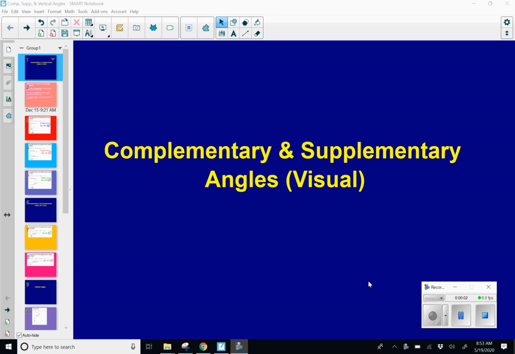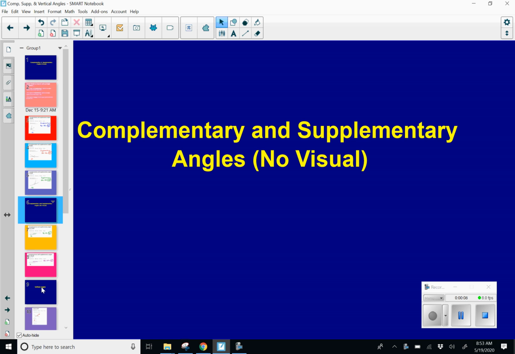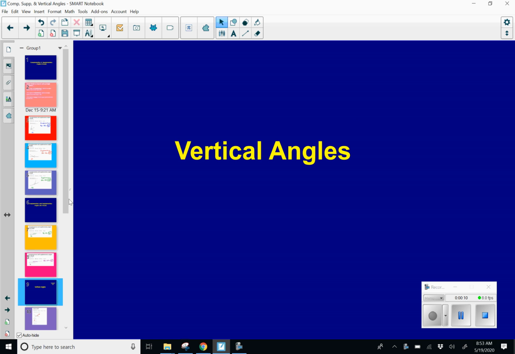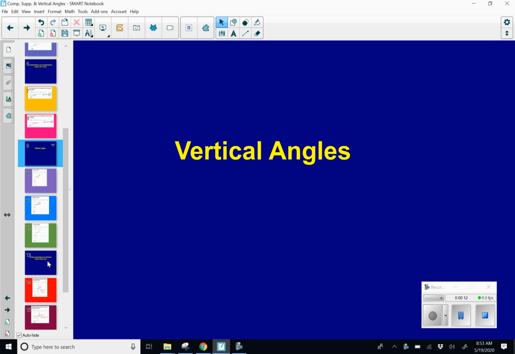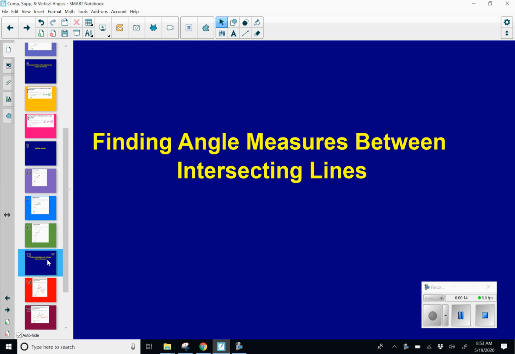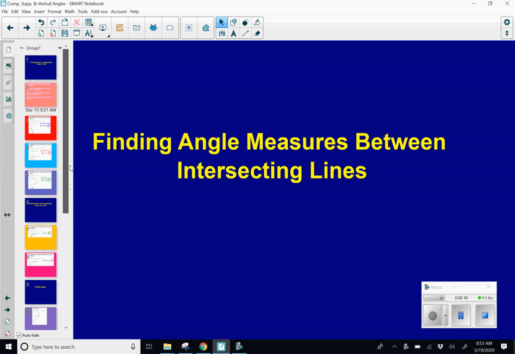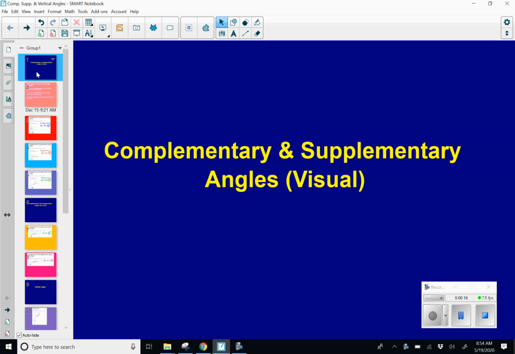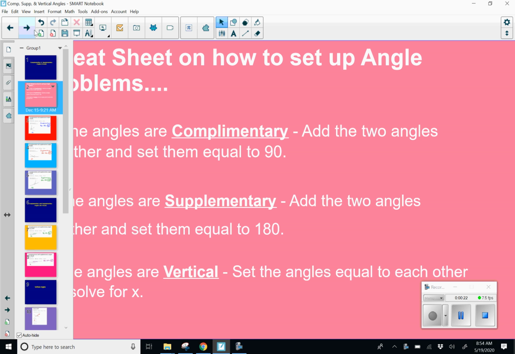Hello everyone. Today we're going to talk about complementary and supplementary angles when given a visual and when given no visual. We're also going to talk about vertical angles. And lastly, we're going to discuss finding angle measures between intersecting lines. So let's start with complementary angles and supplementary angles with a visual.